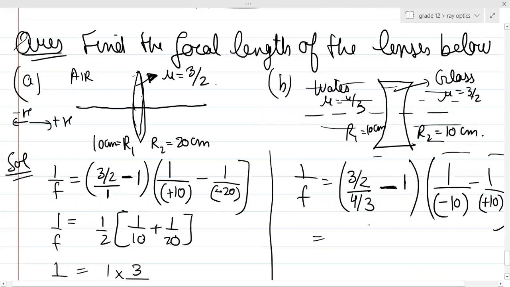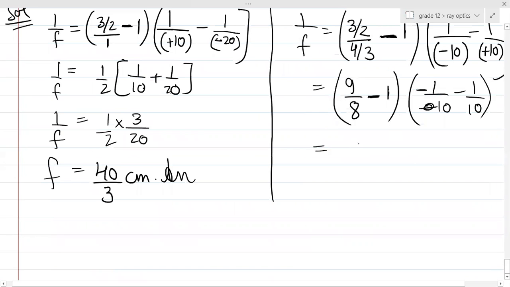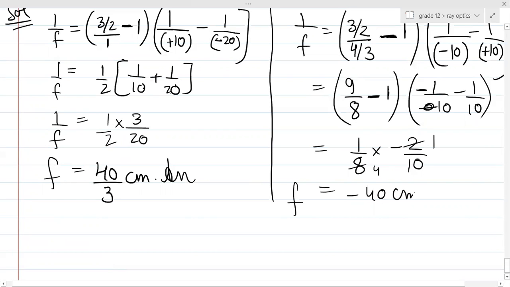So 3 by 2 upon 4 by 3 is basically 9 by 8. So 9 by 8 minus 1, and this will be minus 1 by 10, minus 1 by 10. So what is minus 1 by 10 minus 1 by 10? Twice. So this will be equal to 1 by 8 into minus 2 by 10. And can you see the answer is coming negative? Is it clear?